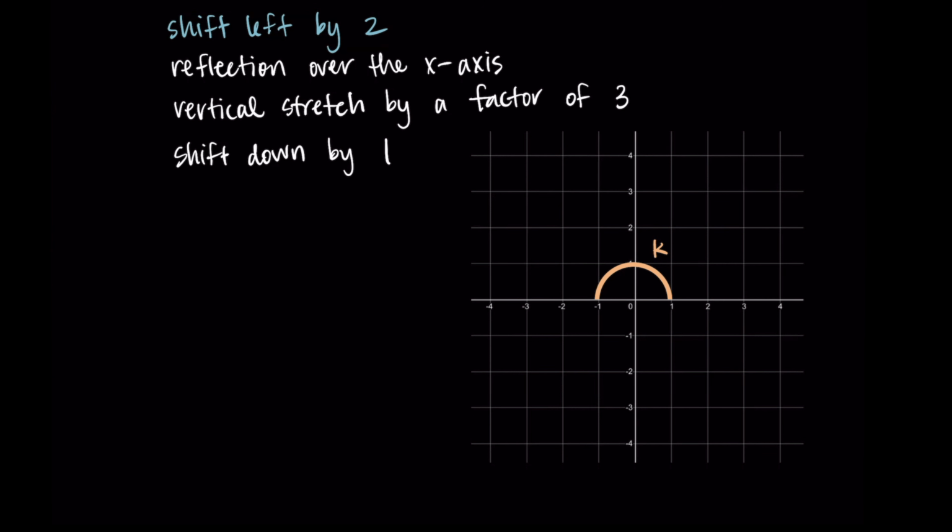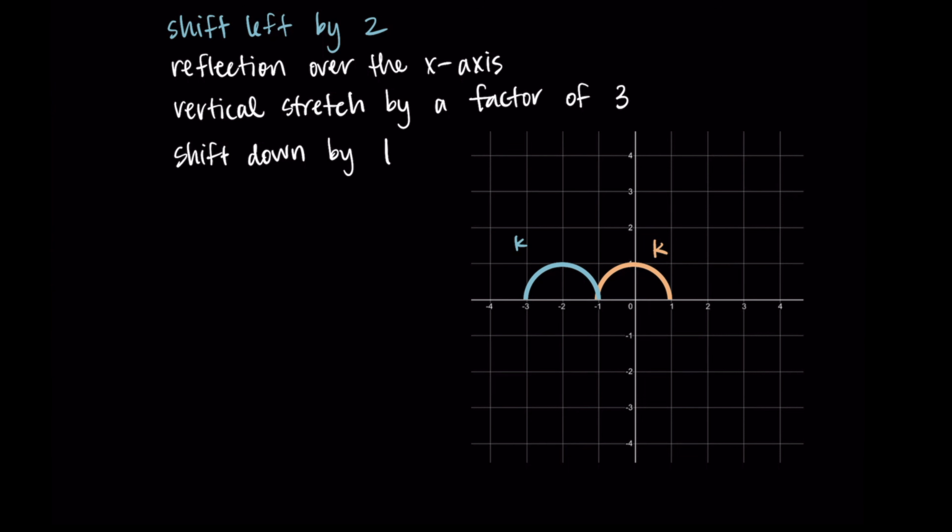First, we're going to shift k left by 2. So we basically just take our function and move it to the left by 2. If you ever need to, you can track specific points. So our points at -1 and 1 are now at -3 and -1. So we just subtracted 2 from both of them.